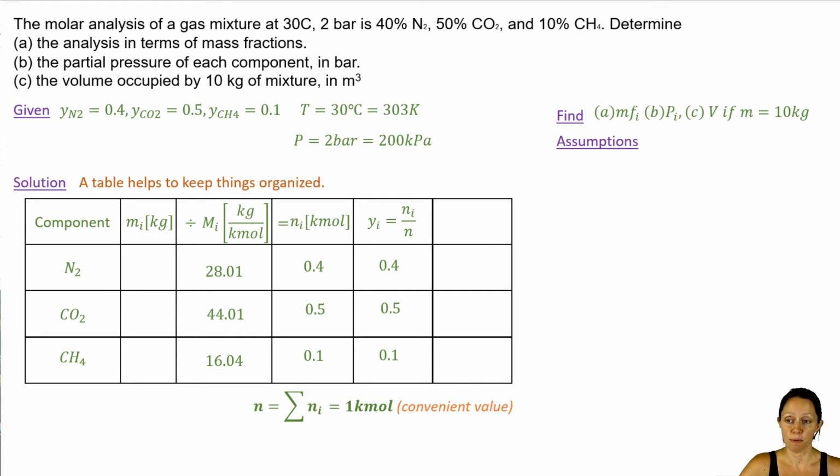And now I've got some information that's going to allow me to calculate the mass. So the mass of my nitrogen is going to be the number of moles, which is in my fourth column, times the molar mass, which is in the third column.